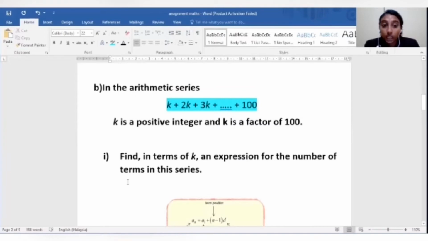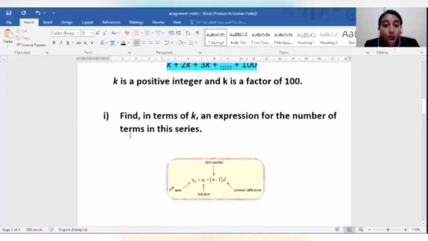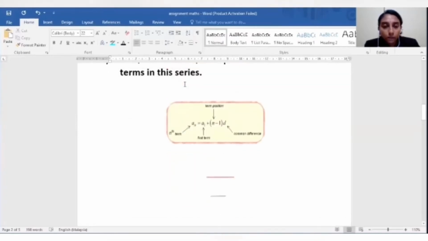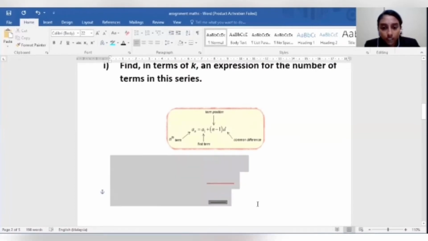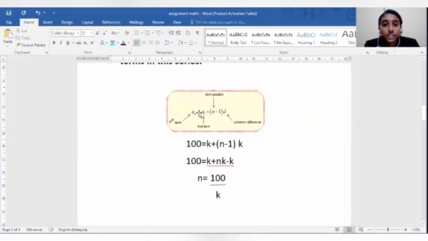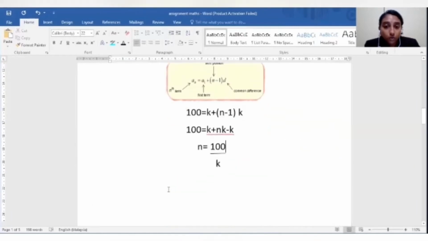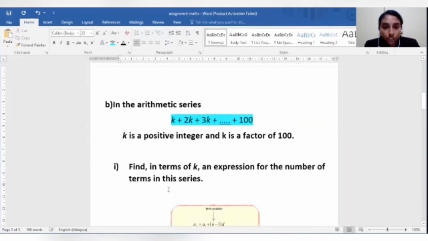Let's move on to the second question. This question is, in the arithmetic series, which is this, k is a positive integer and k is a factor of 100. Find in terms of k an expression for the number of terms in this series. So now I'm going to use this formula to calculate the answer. It's actually quite easy because I already mentioned previously how to do the question. So we just need to transfer only.